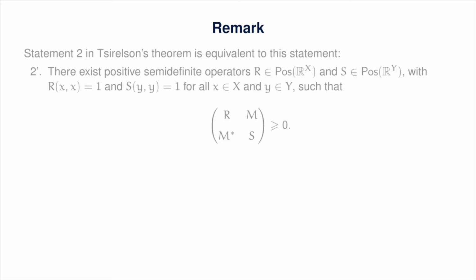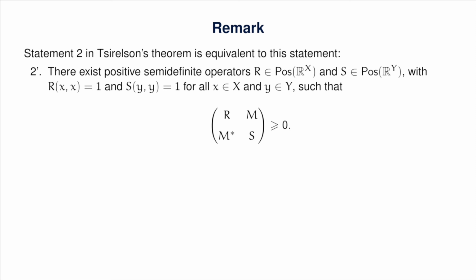Before we move on to the proof, a brief comment is in order, and that is that in the second statement of the theorem, it isn't important whether we work over the real numbers or the complex numbers. That is, the second statement is equivalent to the statement written here, which is exactly the same as the original second statement, except for the requirement that the matrices R and S have real number entries rather than complex entries. And it's pretty easy to see this.